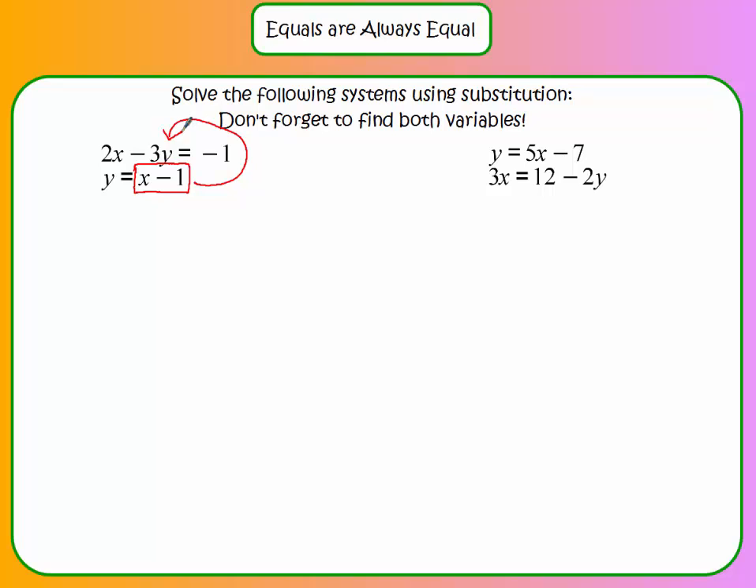So that should now say 2x, well, it starts off by saying 2x minus 3y equals negative 1. Now I'm going to make the substitution. 2x minus 3 times, anywhere I saw y, I need to put in this x minus 1.